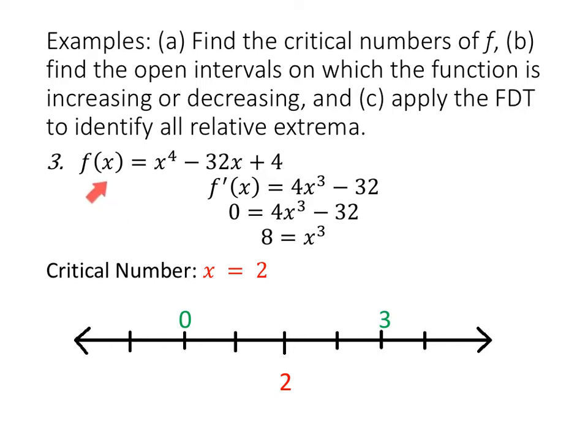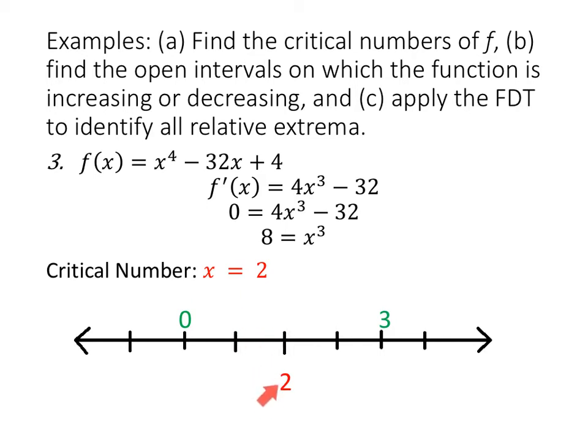So, polynomial, f of x equals x to the fourth minus 32x plus 4. The first derivative is 4x cubed minus 32. As the derivative is a polynomial, it's always defined. So a critical number will occur when the derivative is equal to 0. If 0 equals 4x cubed minus 32, I'm going to add 32 to both sides. I'm going to divide 32 by 4, and I'm going to get 8 is equal to x cubed. Therefore, my critical number is only x equals 2.